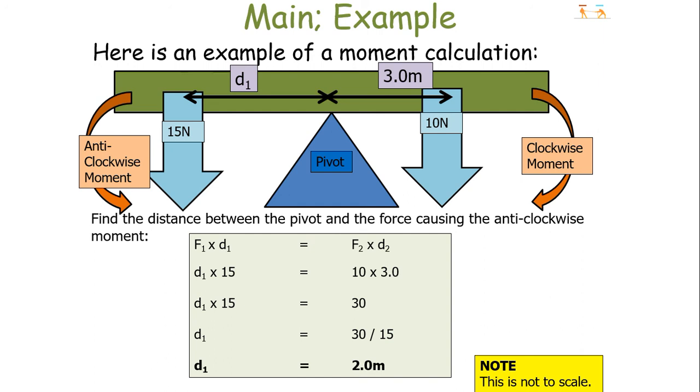So again, let's have a look. We know that distance times force on either side must give the same number. So 3 times 10 equals something times 15. So if the force has gotten bigger on the right hand side, the distance is going to be smaller to get the same number, and it is, so it makes sense.